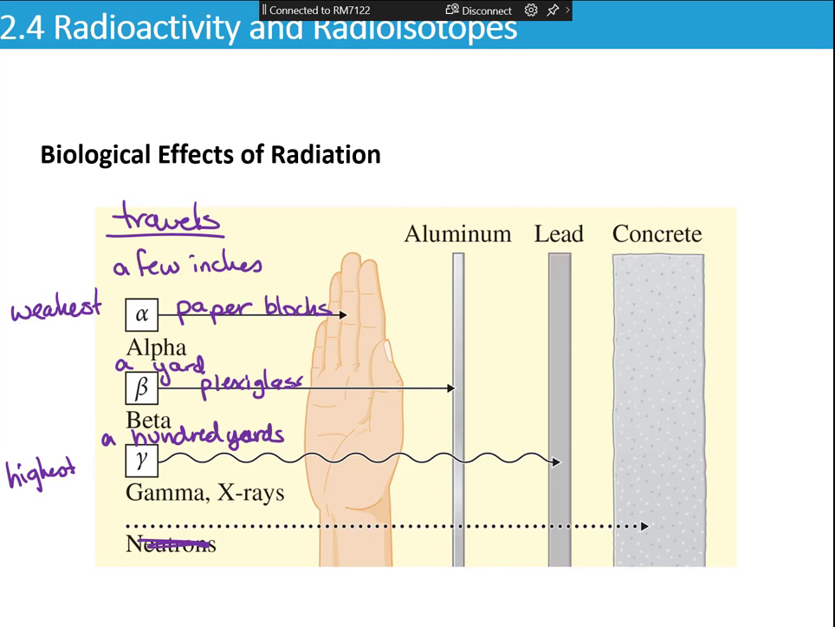Gamma, on the other hand, because of its very high energy, and X-rays, are going to require half an inch of lead in order to create a barrier to block that energy, or concrete.